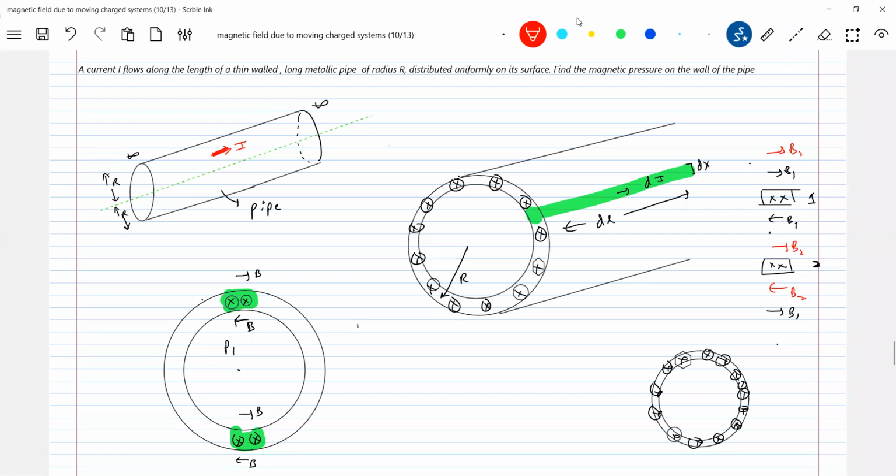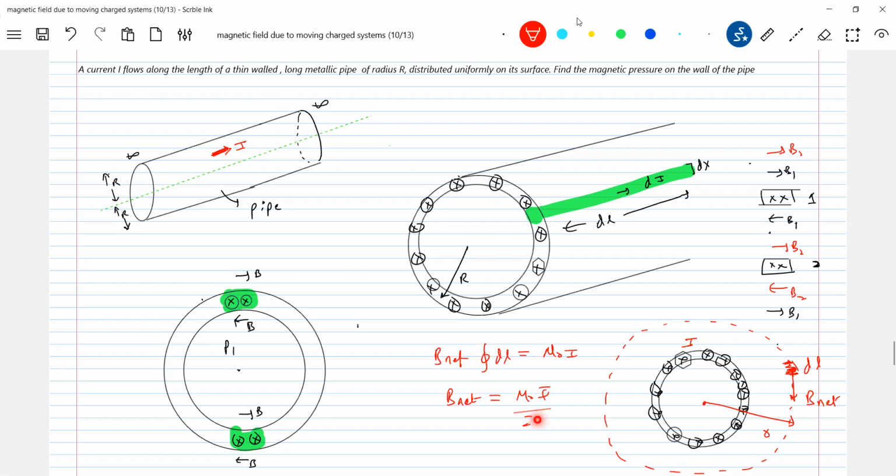And I'll assume an Amperian loop, let it be like this. The total current enclosed is I. Let me take a dL here. According to Ampere's law, B net into the integral of dL should be equal to mu naught times the net current enclosed. Of course, the current I is flowing, but the net current enclosed is I only. So what you are going to write? B net equals mu naught I by 2 pi r.